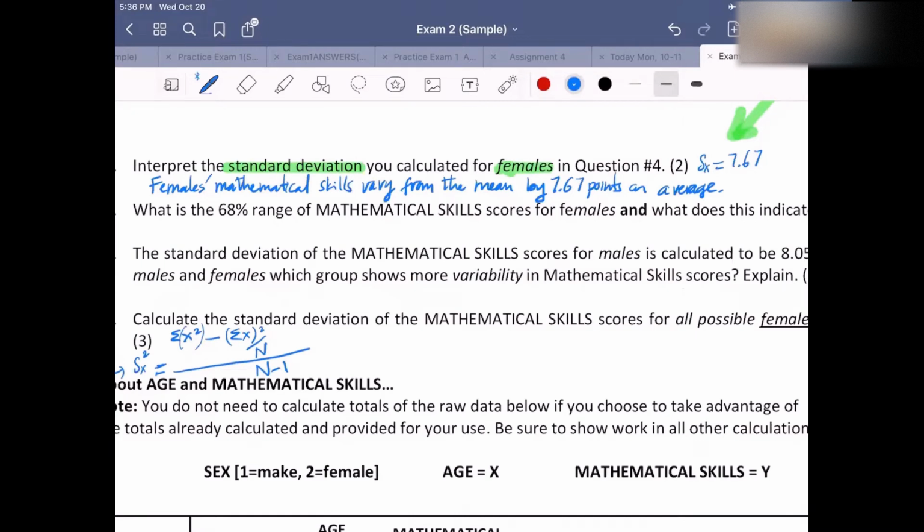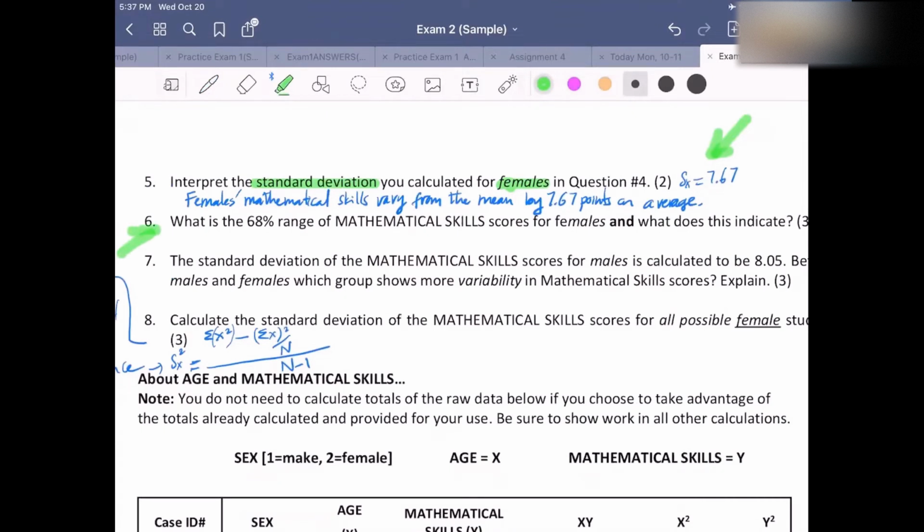Or you can think of this as the average distance of each score to the mean is 7.67. Like you can say, how far is this score away from the mean? Then you would say 7.67 on average, for each data value, for each score. So it's going to be 7.67 points away from the mean on average. Okay, the distance. All right, let's move on to number 6.